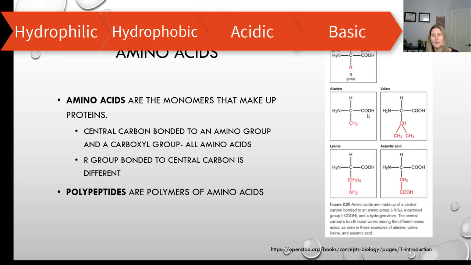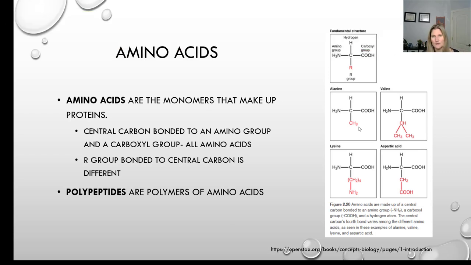And so, some of those key differences can affect how the protein functions. Okay. Now, if we take two amino acids and link them together through a dehydration synthesis reaction, we're going to form what's called a dipeptide. If we have a bunch of amino acids together, it forms a polymer called a polypeptide. So peptides are another word for amino acids.